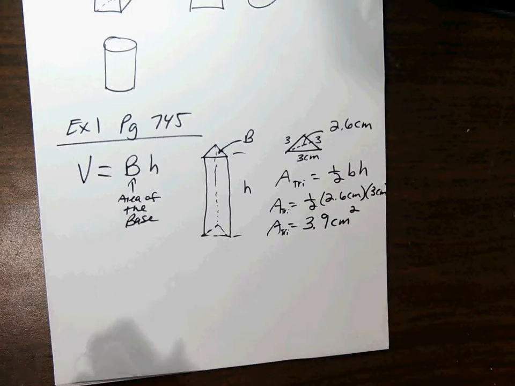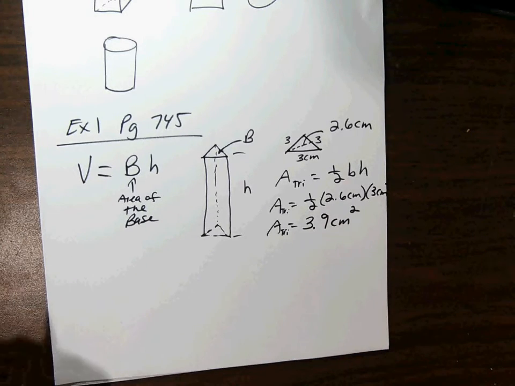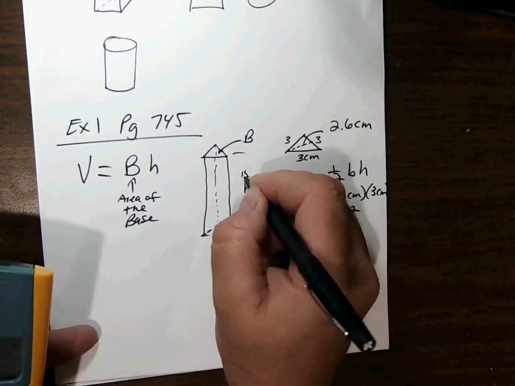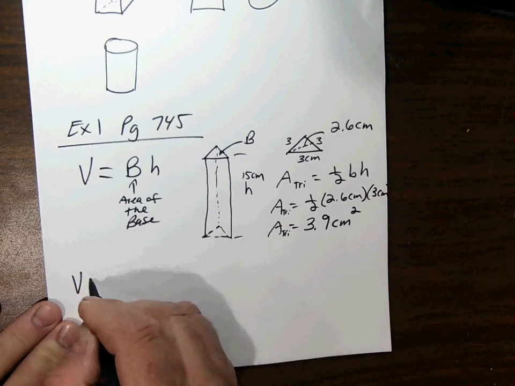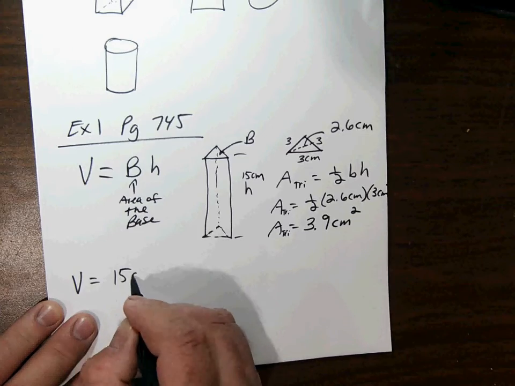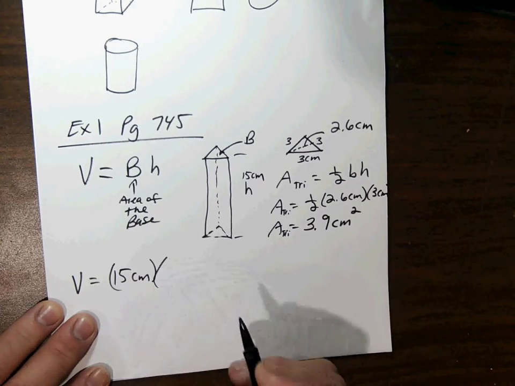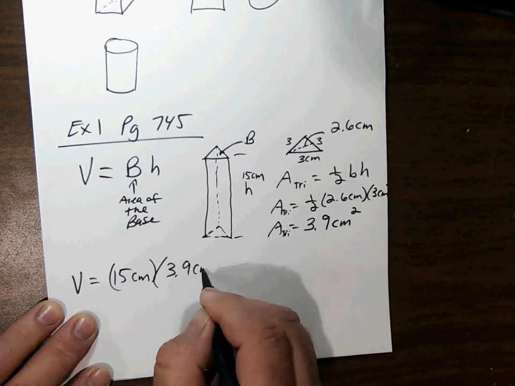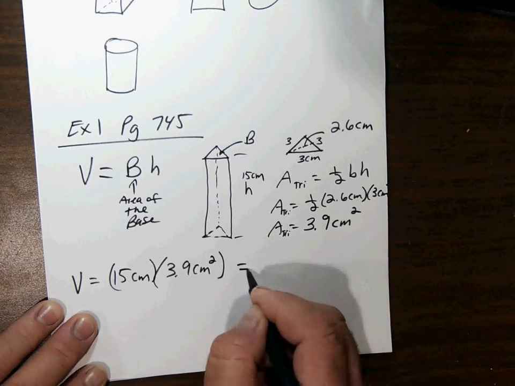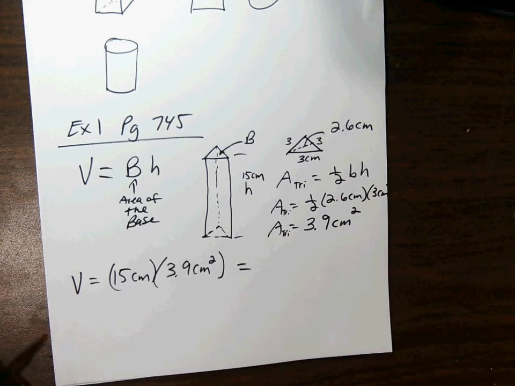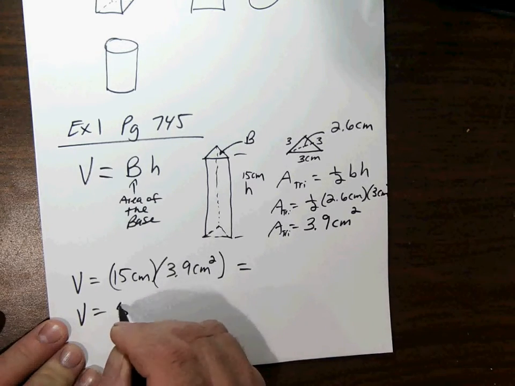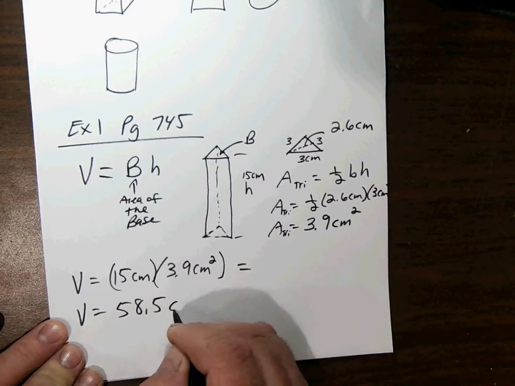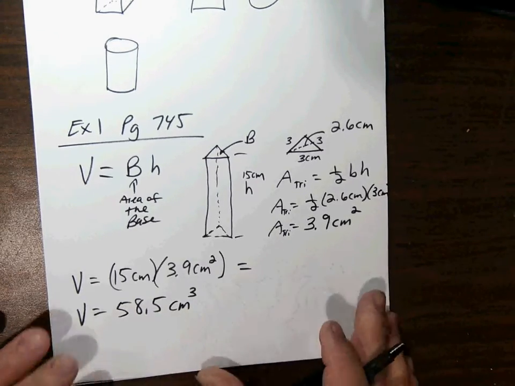Okay, so now I need to multiply that by the height, and we're told the height of this is 15 centimeters. Okay, so the volume is going to be 15 centimeters times 3.9 centimeters squared. So now I'm going to have centimeters times centimeters squared. I'm going to get a centimeters cubed out of the deal. And I'm going to get 58.5, what we call cubic centimeters. Okay?